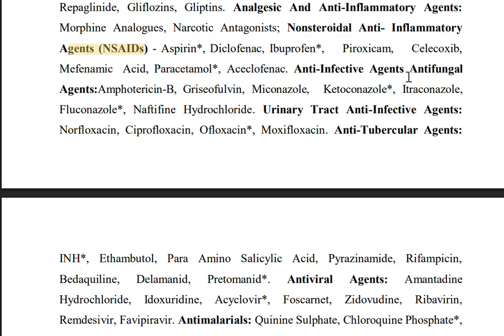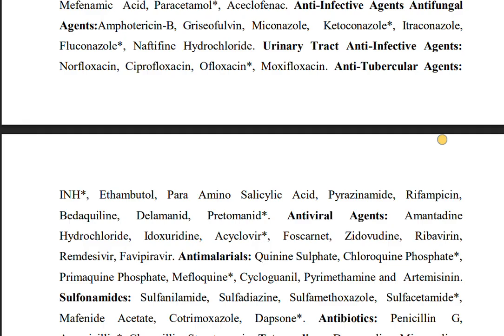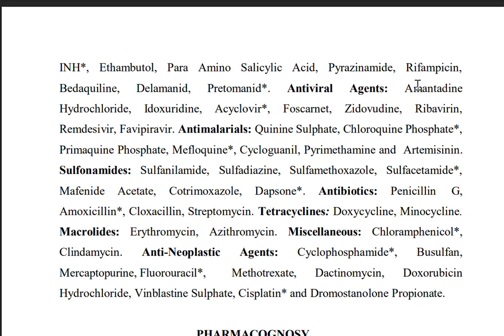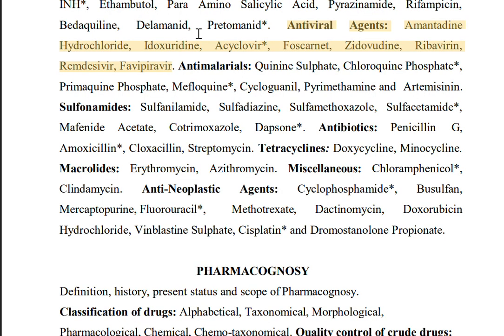Then anti-infective agents: antifungals, urinary tract infection agents, and anti-tubercular agents. They may ask what the current multi-drug regimen for anti-tubercular agents is. And then antiviral agents. You have to read all of this as important, because in antivirals we have to focus on each and every topic: foscarnet, zidovudine, ribavirin, remdesivir, favipiravir. They may ask which drug is used in COVID-19. So we have to update ourselves on each and every drug.